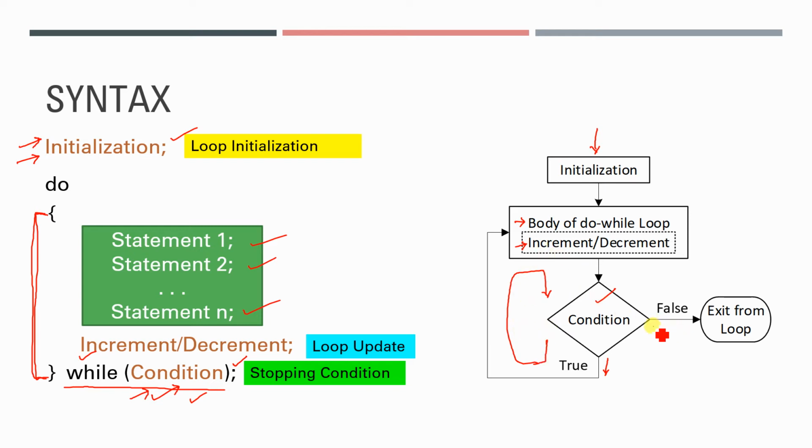When the condition becomes false, we come out of this loop, and that is called the exit from the loop. Okay, so this is how the do while loop works. This is the flowchart and this is the syntax. Now let us understand with a simple program where I want to execute some statements, like in while loop I have already shown you that. So I want to execute some statements using do while loop.